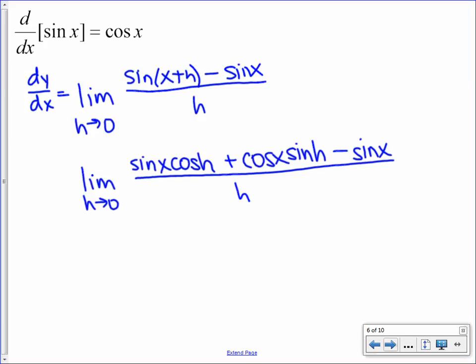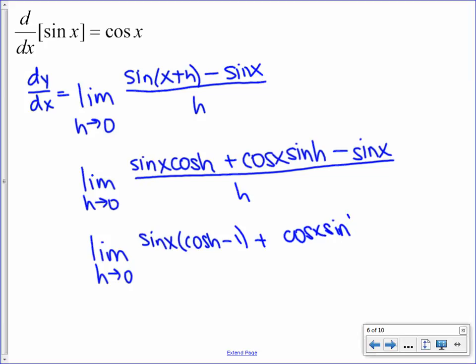So now, what is true about the first and the last term? They both have what in common? Sine of x. So I'm going to factor out the sine of x from this term and that term, right? And then we have plus cosine x sine of h. And I'm going to break this up into two different fractions.